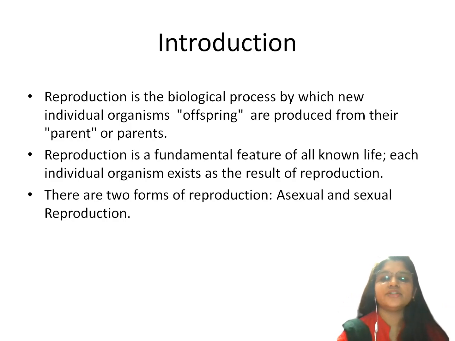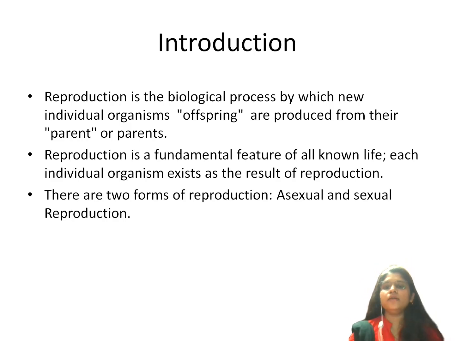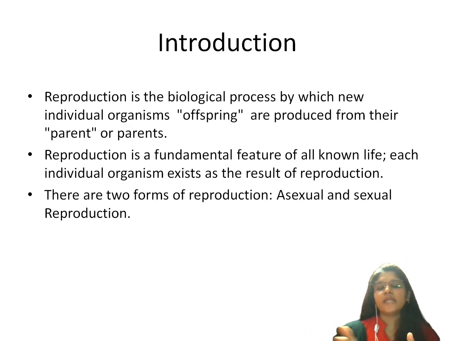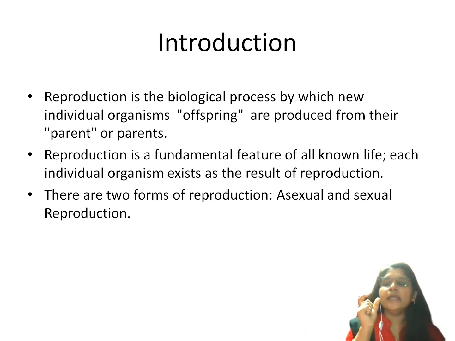Okay, fine. So what is reproduction? Reproduction is a biological process in which a new individual, or offspring, is produced from its parents or a parent. This is a fundamental feature of all known life. Each individual organism exists as a result of reproduction. We also have to increase our population, as in the example of the flower species I told you. If we don't reproduce, after a long period of time they will get extinct and nothing will remain on the earth. So reproduction is very important.